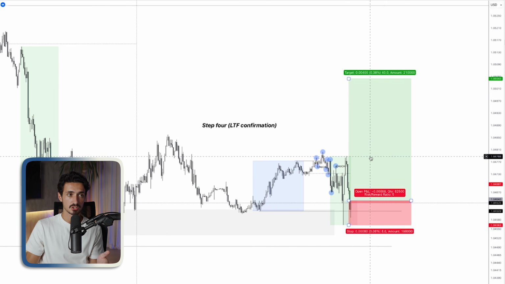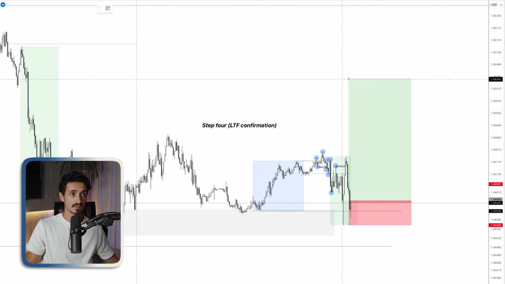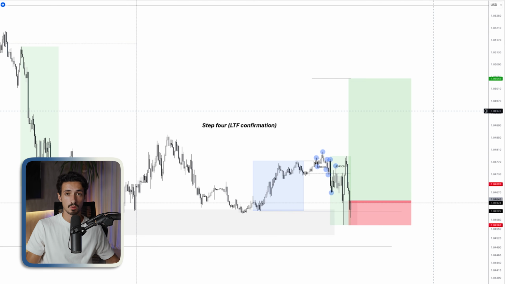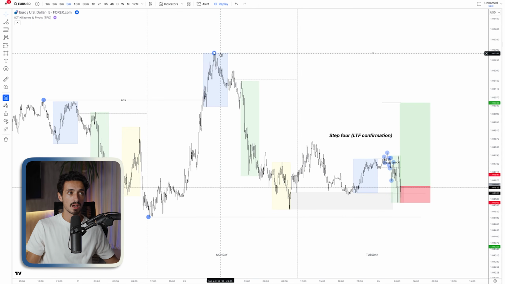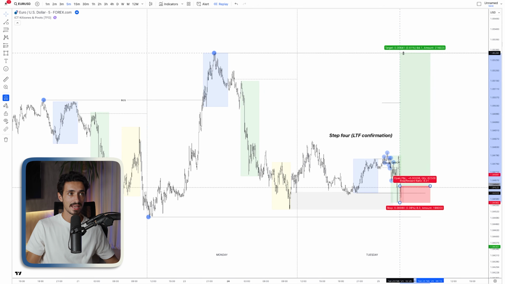So this is my entry. My first exit is going to be at this level right in here for a 5 risk to reward, where I'll close out 50% or more of my position. And then my second exit point is going to be the swing high. So this is going to be my second exit position.